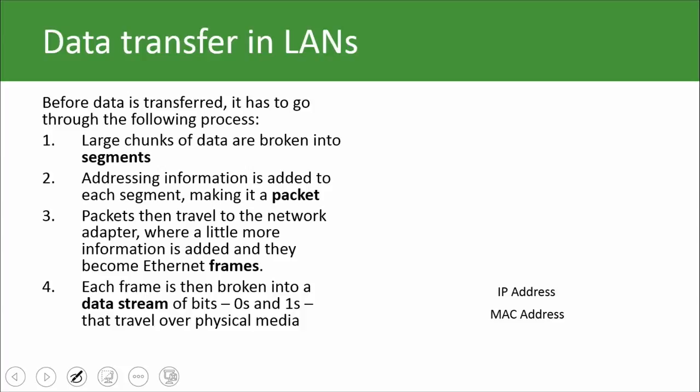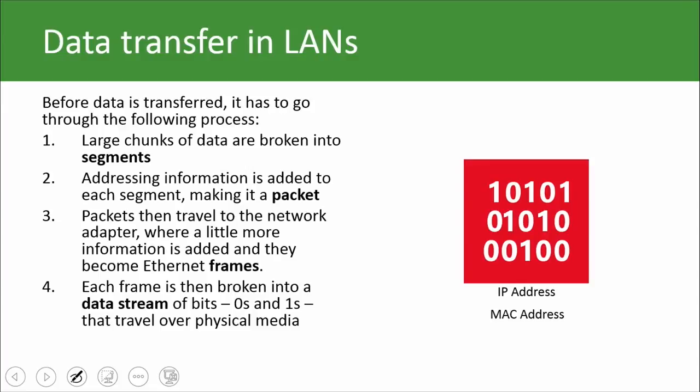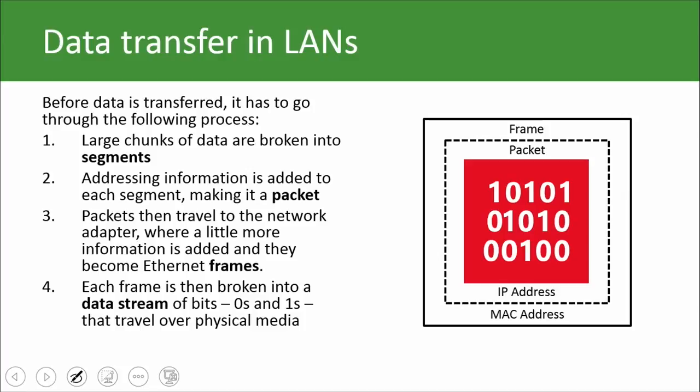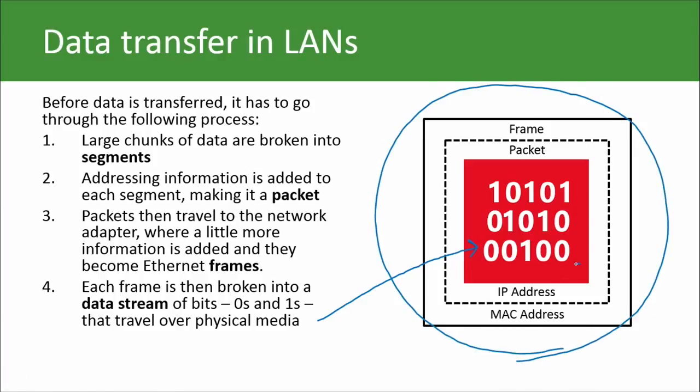So before data is transferred, it actually goes through this really interesting process. We break large chunks of data into things called segments. Addressing information is then wrapped around that segment, and we call it a packet. From there, we then add a little bit more information in order to make it something called a frame. And then each frame is broken into the bits that we see on the screen. This visual might be a little confusing, but just know that data is ultimately going to be represented in bits before it's transmitted across a network. So this whole thing ends up taking this form right here, and then it's transferred over a physical medium in binary.